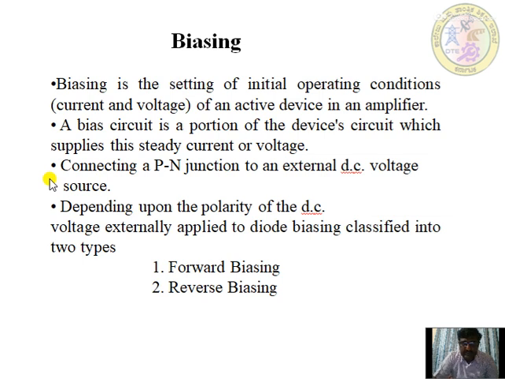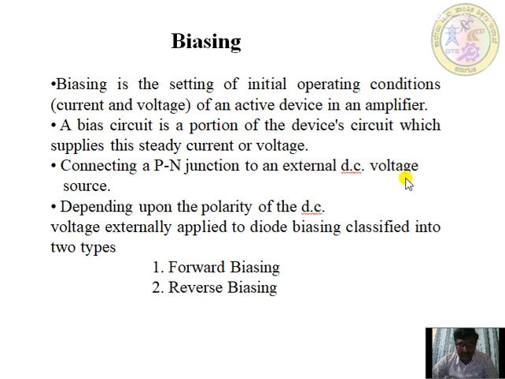Biasing is the setting of the initial operating conditions, that is current and voltage, of an active device in an amplifier. A bias circuit is the portion of the device circuit which supplies the steady current or the voltage. So the main thing is connecting a PN junction to an external DC voltage source.